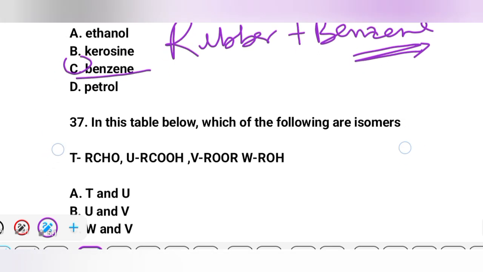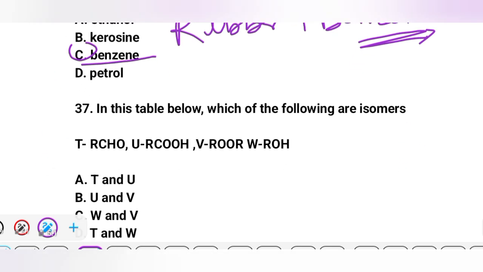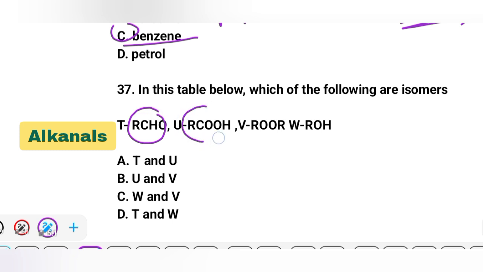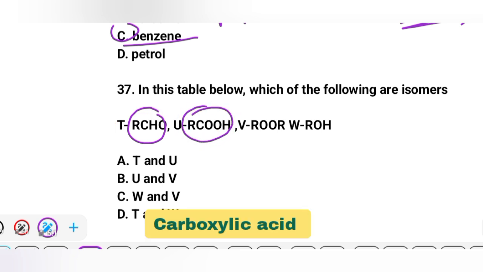In the table below, which of the following are isomers? So they give us this table here. I want to find which ones are isomers. So first of all, I need to identify the functional groups. RCHO is a functional group of aldehydes, or alkanals, while RCOOH is a functional group of carboxylic acids.